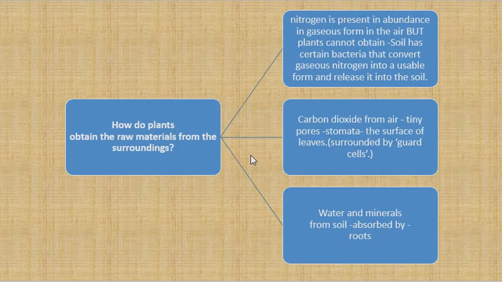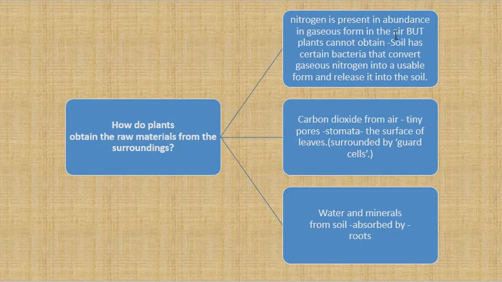The food prepared is stored by the plant. It is also used by the plant to grow. It is also used by the plant to flower and give seeds. Now, other than carbon dioxide and water, what else happens? The nitrogen is present in abundance in gaseous form in the air. The air is made up of oxygen, carbon dioxide, nitrogen, etc. But that nitrogen in the air cannot be used by the plants.